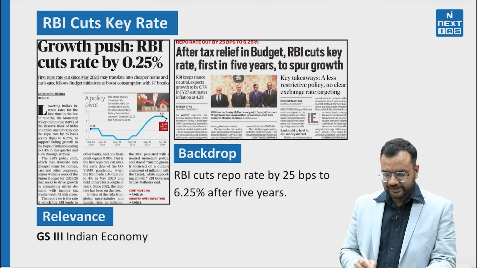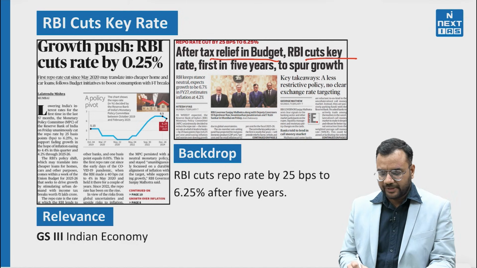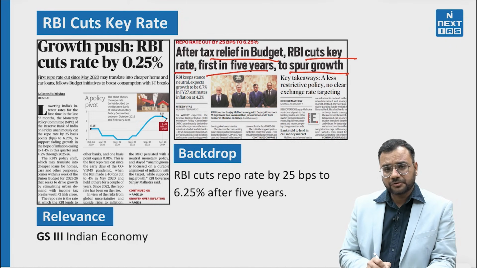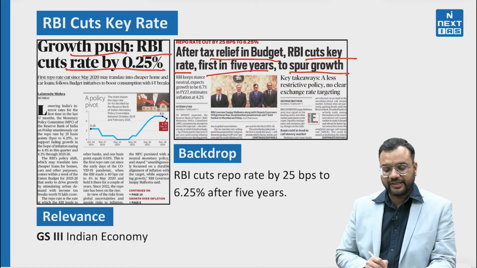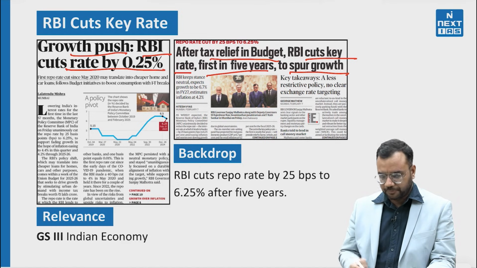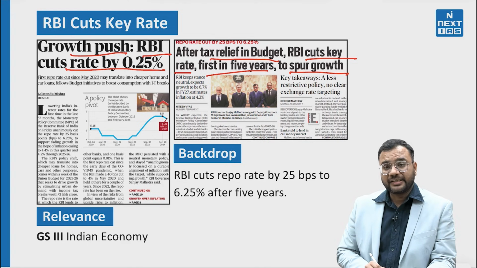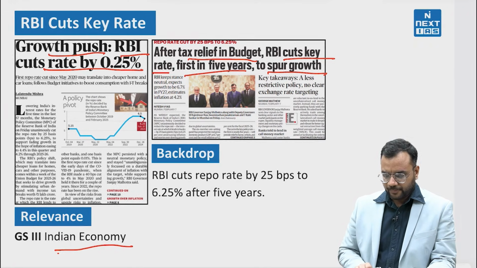So the article is, after tax relief in budget, RBI cuts key rate first in 5 years to spur growth. Also in the Hindu it has been covered as growth push, RBI cuts rate by 0.25%. What is the backdrop of this article? Because this rate cut has been in last 5 years first time, that's why it is very important. Also, it is relevant for our paper in GS3 Indian Economy in mains.